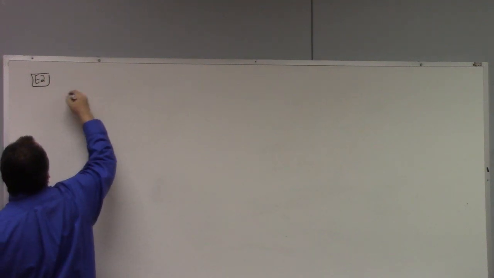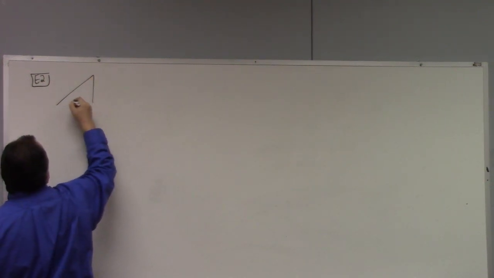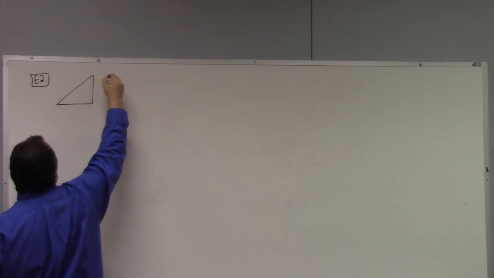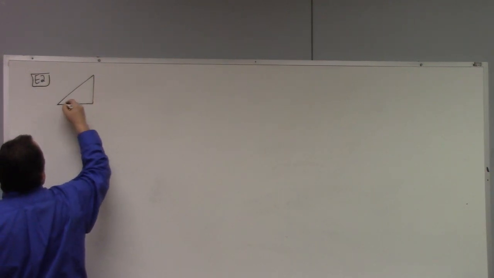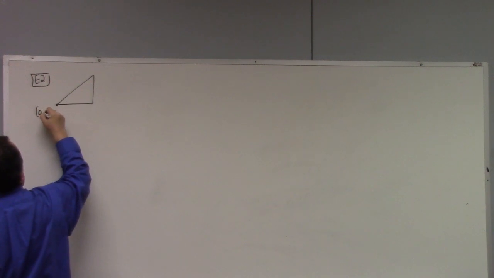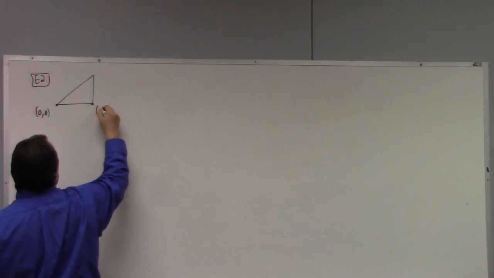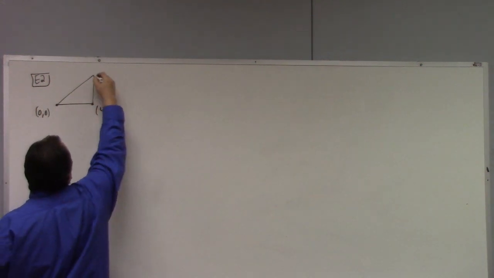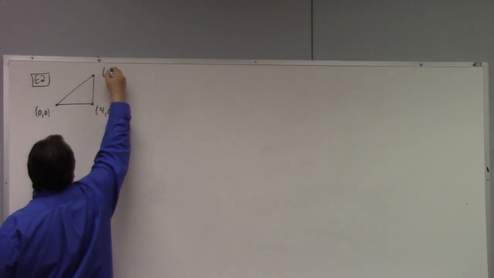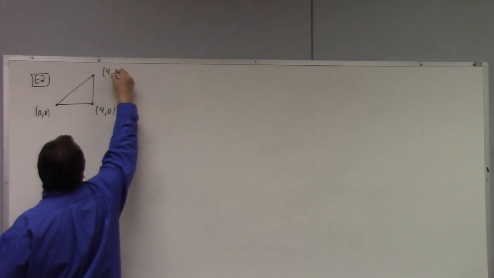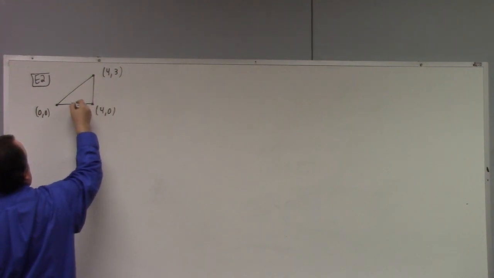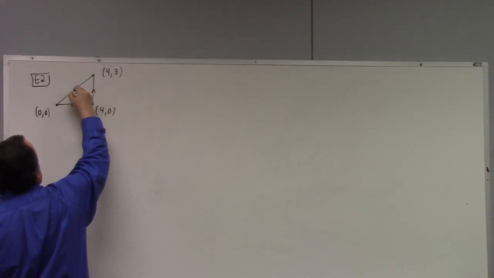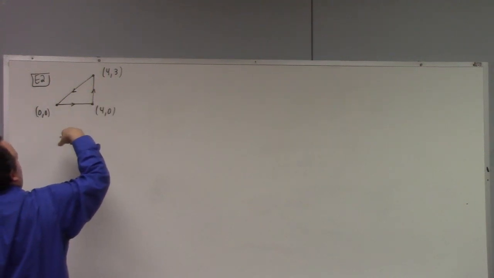Let us just do a plain old Green's theorem example. Suppose you've got this triangle here, and we're going to say that this point is the origin, this point is 4, 0, and this point up here we'll let be 4, 3. And I'm going to orient them in the usual counterclockwise direction.